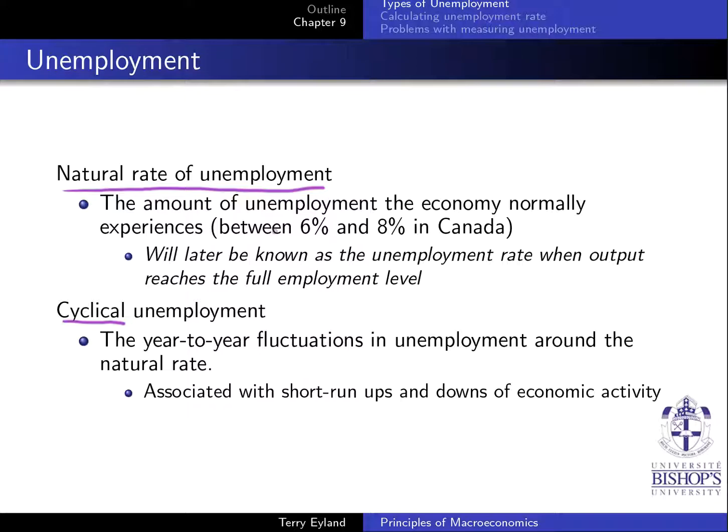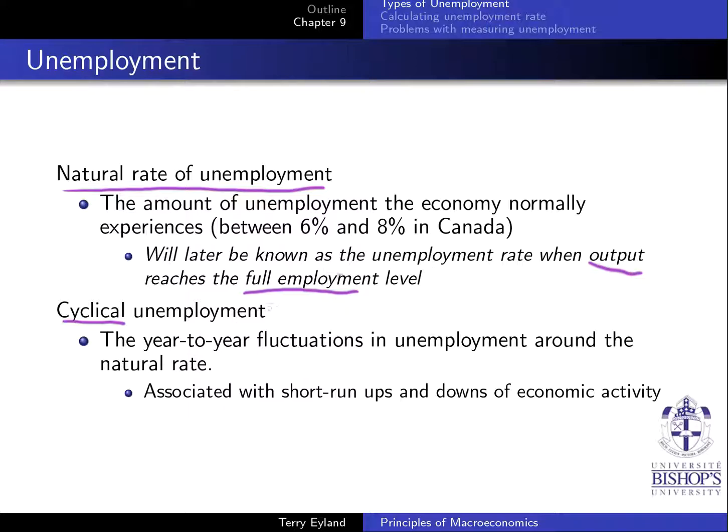The natural unemployment has fluctuated over the years in Canada. It's been between 6 and 8%, so it's not really desired or not really normal to have unemployment rates lower than that in Canada. This is really the rate of unemployment that we have when we reach the output level at full employment that we'll talk about later on.